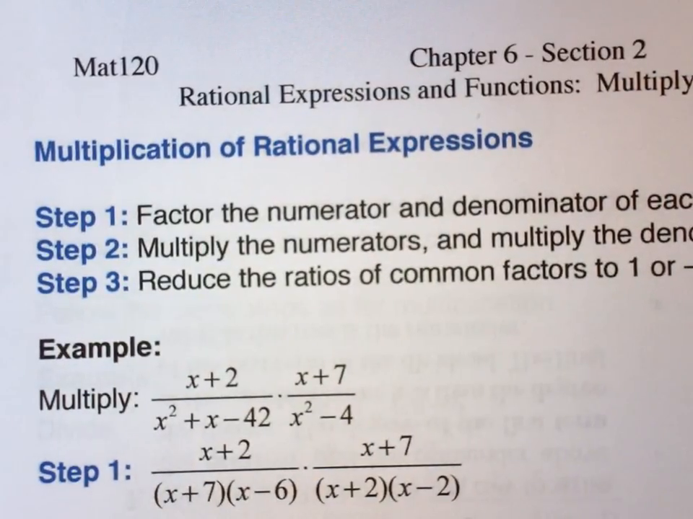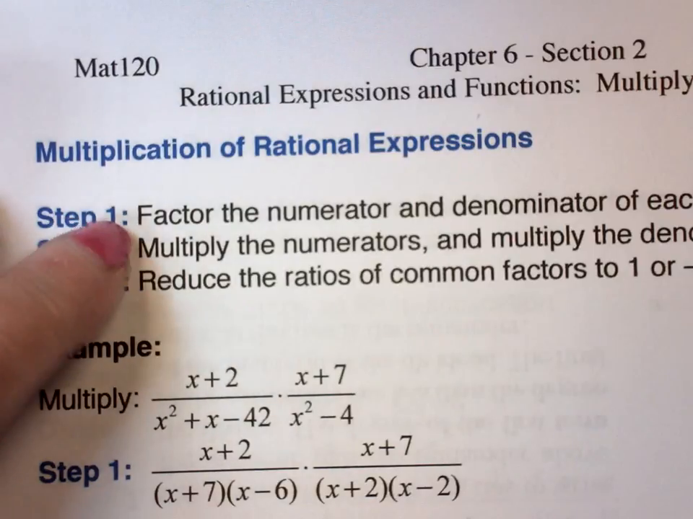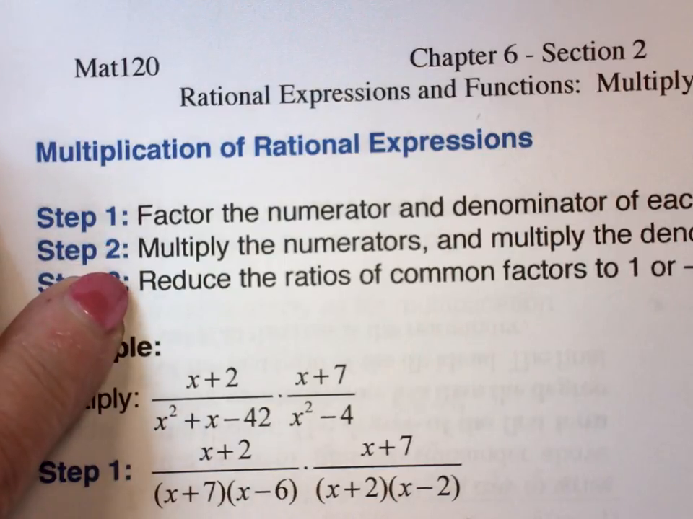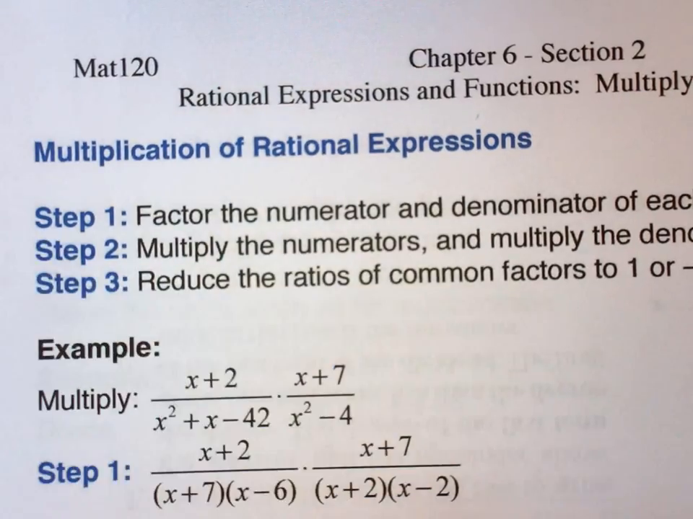All right, 6.2. 6.2 is multiplying and dividing rational expressions. And essentially, there are a series of steps. It says factor the numerator and denominator of each expression, multiply the numerators and multiply the denominators, reduce the ratios of common factors to 1 and minus 1, and simplify.